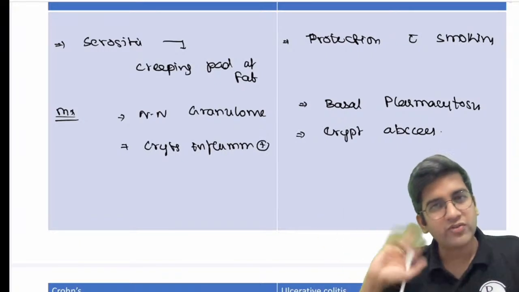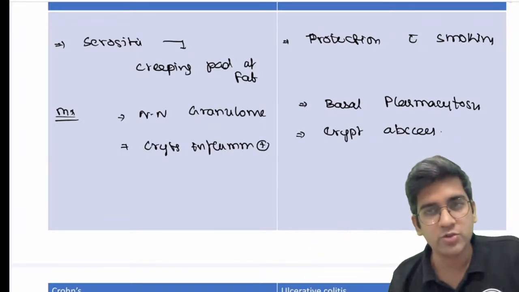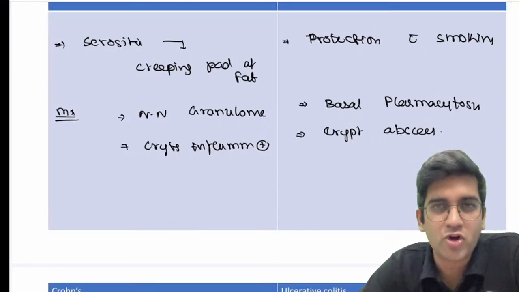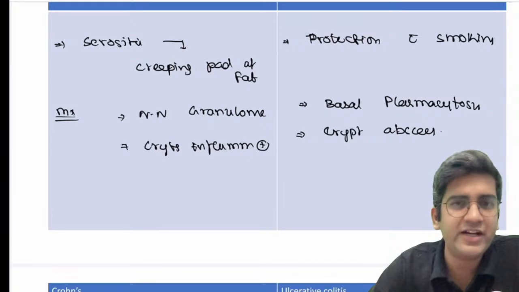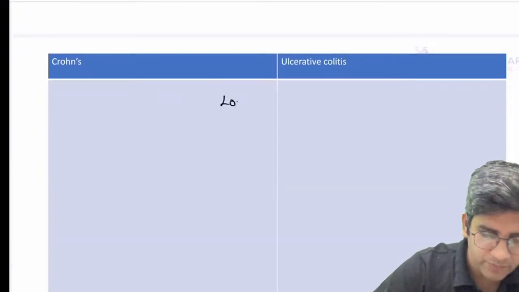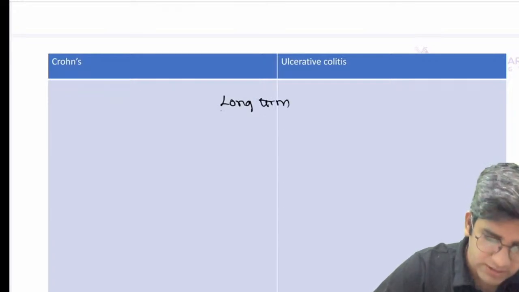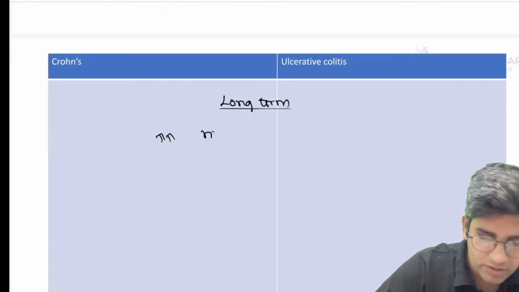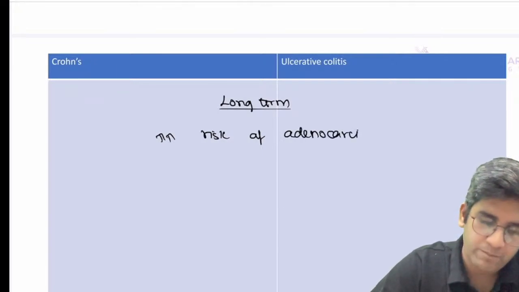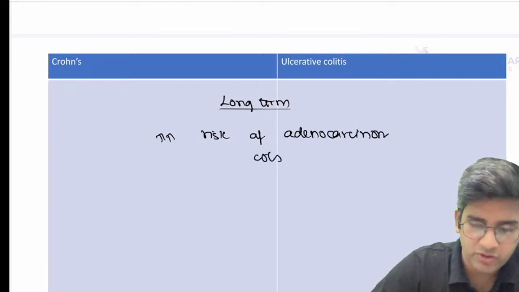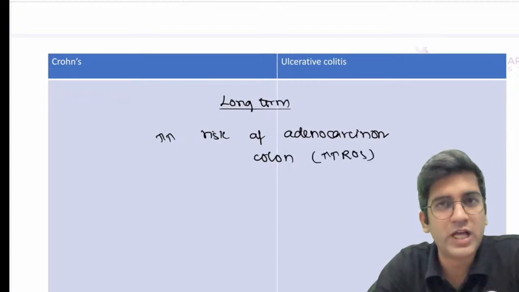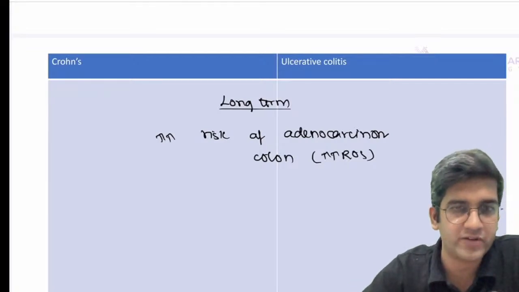So can I say both of them can result in adenocarcinoma? Possible, because both of them are chronic recurrent damage and both of them can definitely result in adenocarcinoma, right? So long-term, in both of them there's an increased risk of adenocarcinoma of colon, because by default both of them will have excess amount of reactive oxygen species, which will definitely cause more damage, more mutation. Both will cause increased risk of adenocarcinoma.